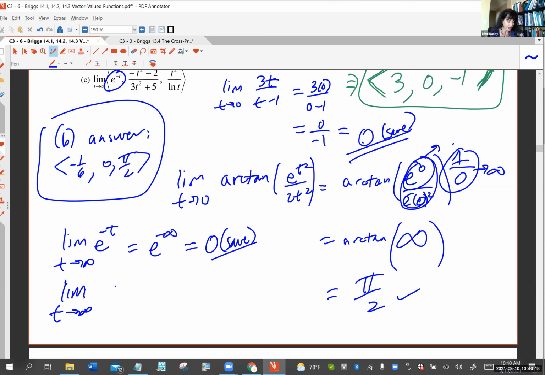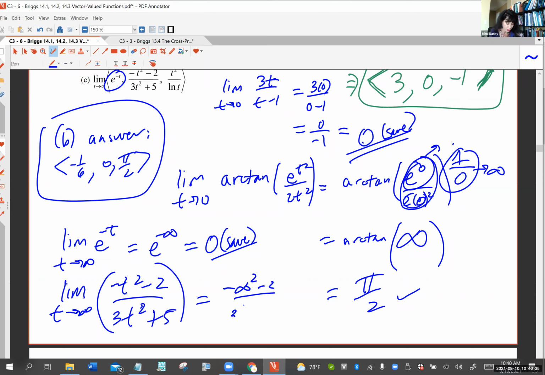We'll take the limit as t goes to infinity of negative t squared minus 2 all over 3t squared plus 5. I'm trying to write too fast. I'm going to talk about this in two different ways. If you plug in infinity here, you'll have negative infinity squared minus 2 over 3 times infinity squared plus 5, which essentially gives you negative infinity over infinity. So what does that mean? You can use L'Hopital's, LH for short. And that's totally legal for you to just go ahead and use L'Hopital's.